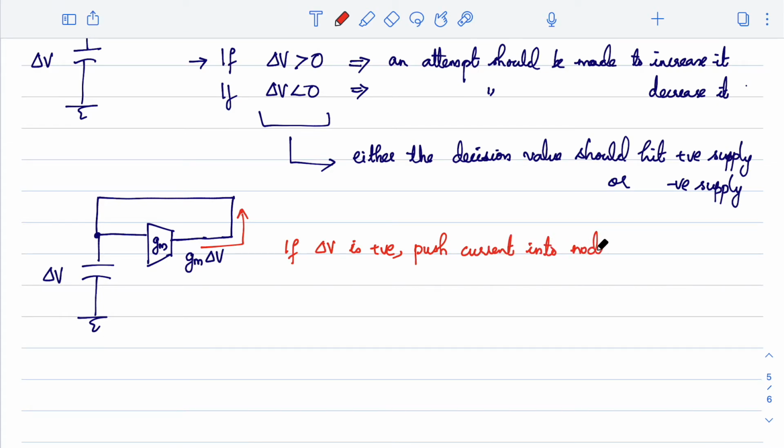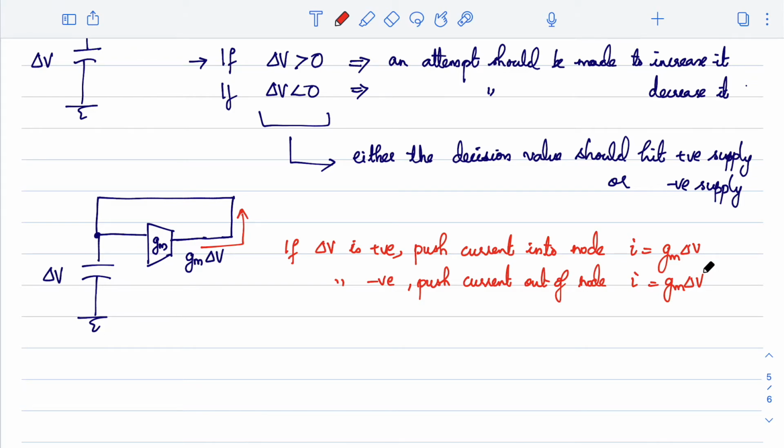And how am I doing that? The current source what I have is basically a controlled current source, and I'm just using a transconductance block there. So what I need is GM into delta V. In a similar way, if delta V is negative, what I should do is not push current into the node. I should actually push current out of the node, right? If delta V is negative, then also the current is GM into delta V, with delta V negative. All right.